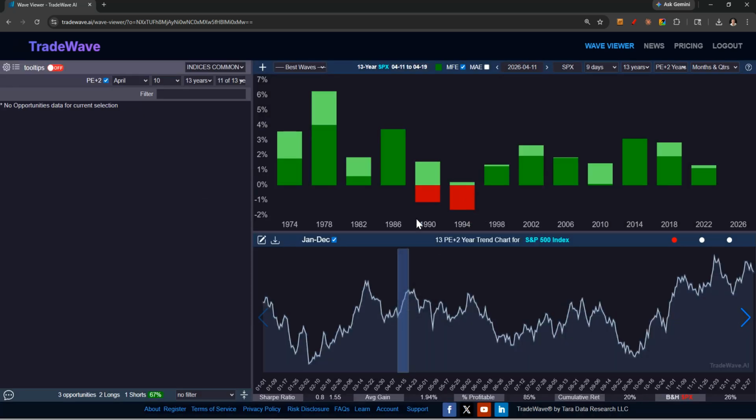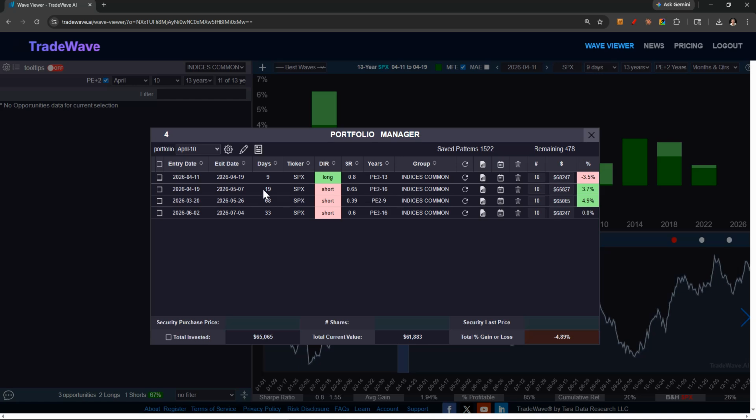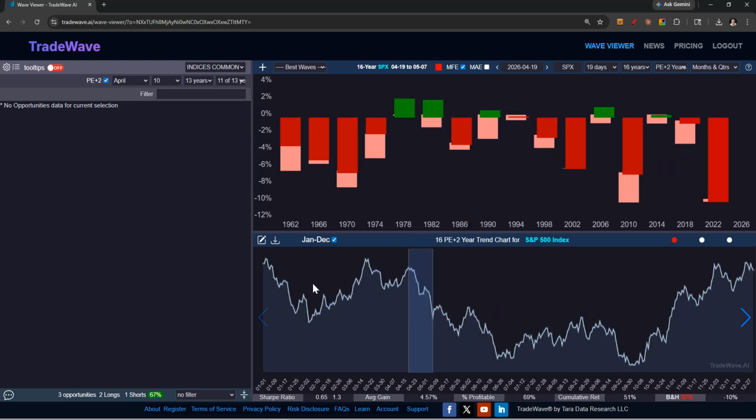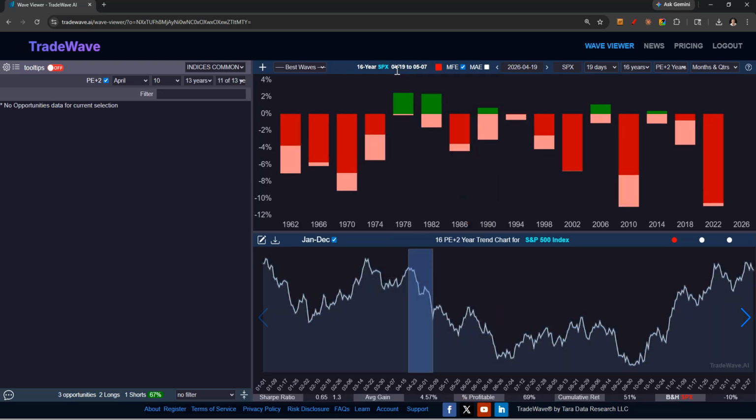We already saw the up move. As you see, all the greens, 85% of the years was bullish between April 11th and April 19th. How about the next one? But then the down starts. Let's check out this 19-day drop. This 19-day drop is from the 19th of April until 7th of May. Look at this. It shows 69% since 1962.